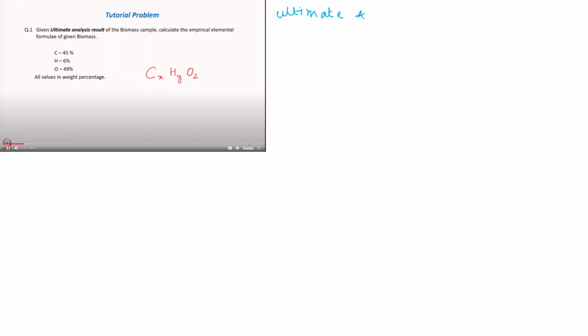Ultimate analysis is determining the carbon, hydrogen, oxygen, sulfur, and water molecules present in the biomass or the fuel, in terms of weight percentage. These carbon, hydrogen, oxygen, and sulfur are the things present in the biomass or fuel. This is called ultimate analysis.